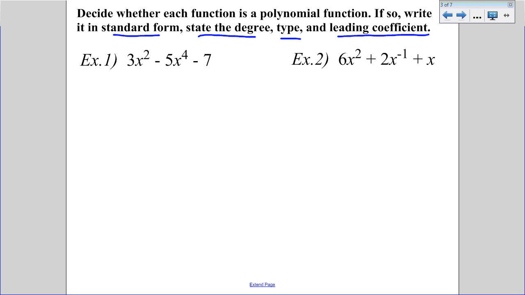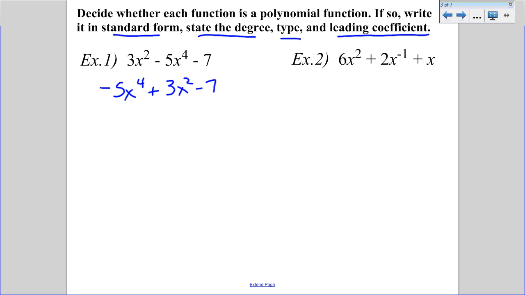So the first thing I need to decide is, does this fit the form of a polynomial? Well, are all of my exponents positive? Yeah, as long as they don't have negative exponents, then yes, it is a polynomial. Once I say yes, guys, I have to put it in standard form. So what is the largest exponent? The 4th. So that means negative 5x to the 4th needs to come first. Then I need to go down to the smallest exponent. So then I have 3x squared. And then your constants are always going to be last. Those are always your last term because those have an exponent of 0.